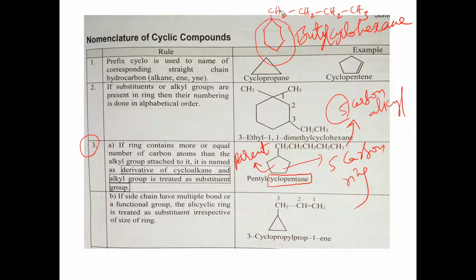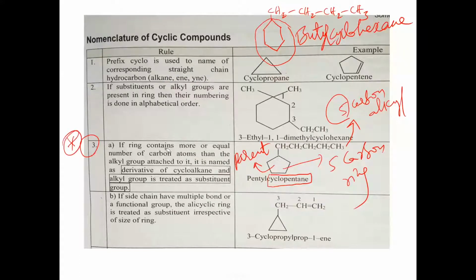Butylcyclohexane is the IUPAC name of this compound because the ring contains more carbon atoms than the carbon atoms in the branch. The ring contains more carbon atoms than the chain branch. That's why butyl is the substituent and cyclohexane is the parent. This concept should be understood very clearly.